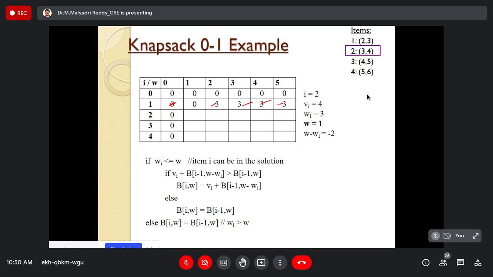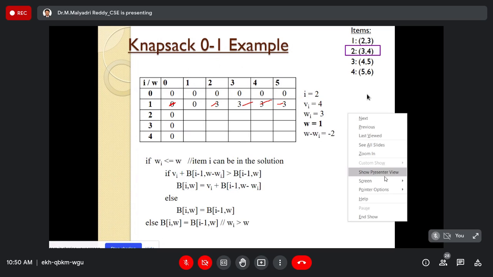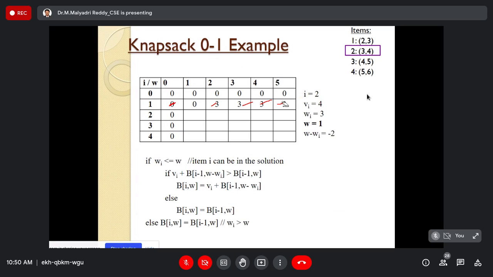Yes sir. Next, the second object, 3, 4. So that means you need item 2, right? Yes sir. Item 2. Profit is 4. Weight is this one. Yes sir. So next, how many possibilities are there? 1, 2, 3, 4, 5 possibilities are there, right? Yes sir.